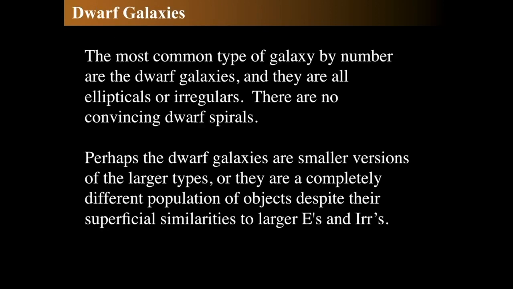Dwarf galaxies are most common in the universe by number, but not by mass. All of these are either small ellipticals or tiny irregulars. There are no spiral dwarfs, meaning little tiny dwarf galaxies. So remember all those images I showed you with little tiny spirals? They're far away, that's what we mean. The dwarf galaxies might be just smaller versions of the large ones, or they're a completely different population of objects. They seem to have a similar appearance, just scaled down, but their exact nature is an area of active study.